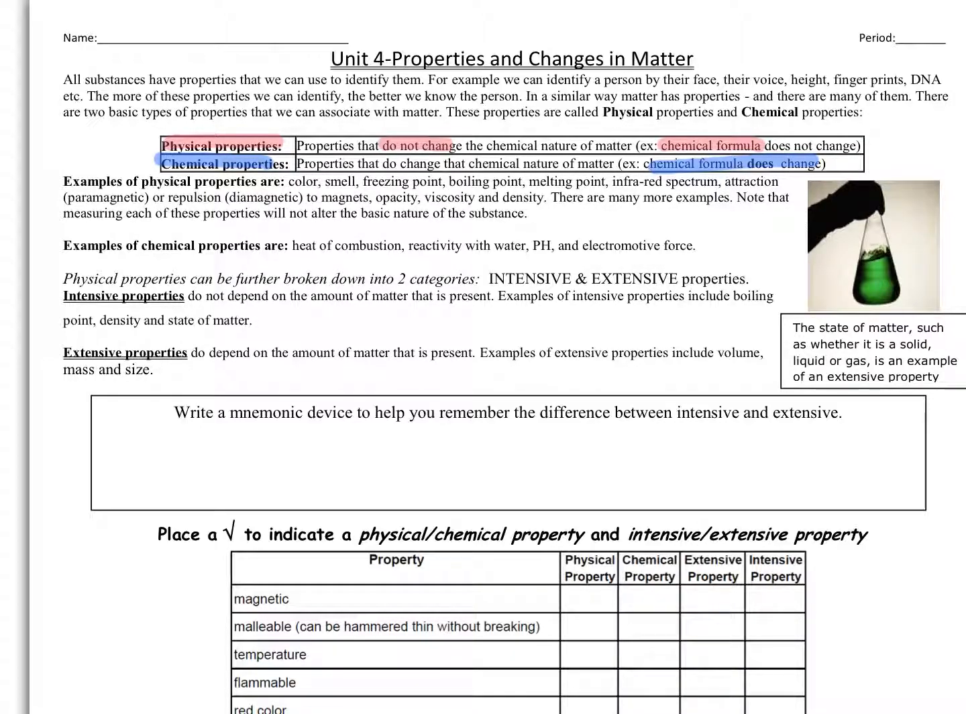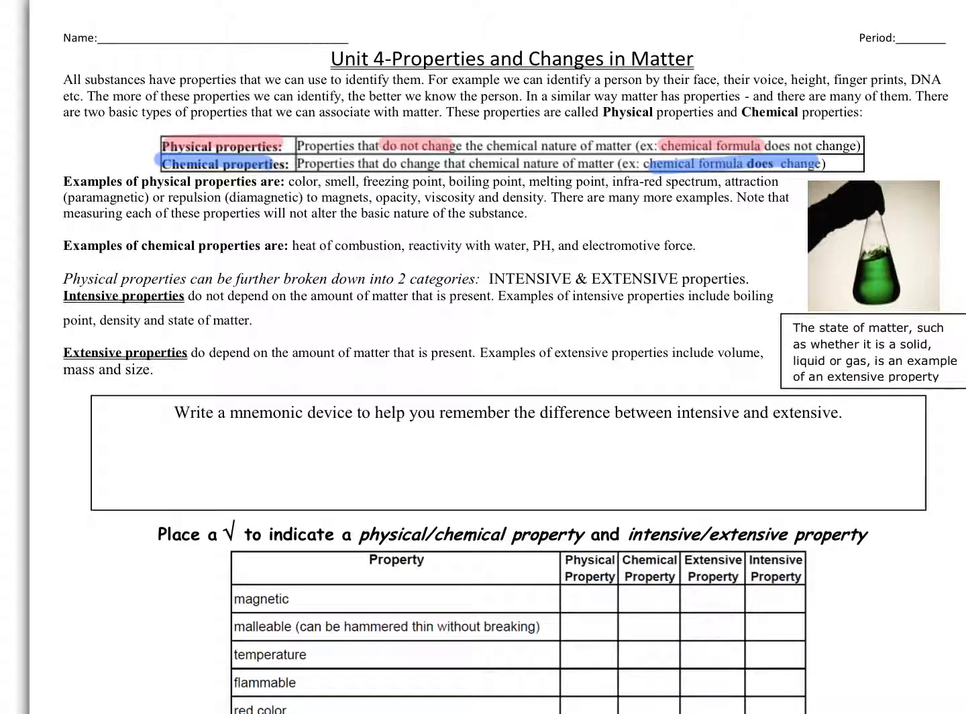So these do not change the chemical formula, whereas a chemical property does change the chemical formula. So, water going from a solid to a liquid, the formula still stays as H2O. However, water being broken down into hydrogen gas and oxygen gas produces a new formula. H2O becomes H2 plus O2. So we have several examples of physical and chemical properties here. You should have been applying these on the lab from yesterday.